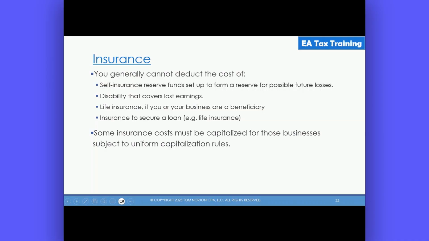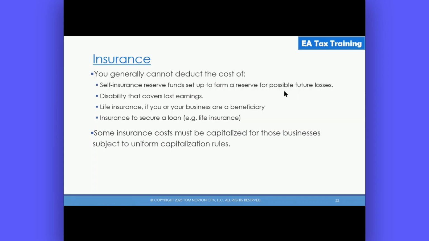Which leads us to our next slide, which is types of insurance that you generally cannot deduct. So you can see right there, life insurance, if you or your business are the beneficiary, then you cannot deduct it. Self-insurance reserve funds set up to form a reserve for possible future losses are not deductible.